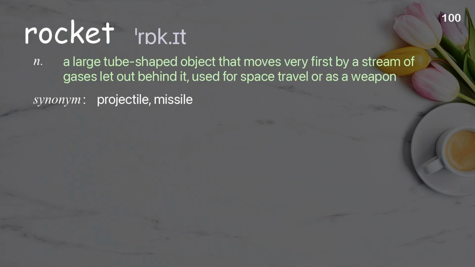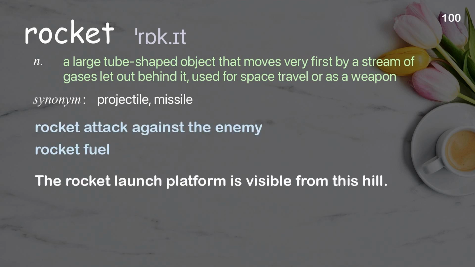Rocket. A large tube-shaped object that moves very fast by a stream of gases let out behind it, used for space travel or as a weapon. Examples: rocket attack against the enemy, rocket fuel. The rocket launch platform is visible from this hill.